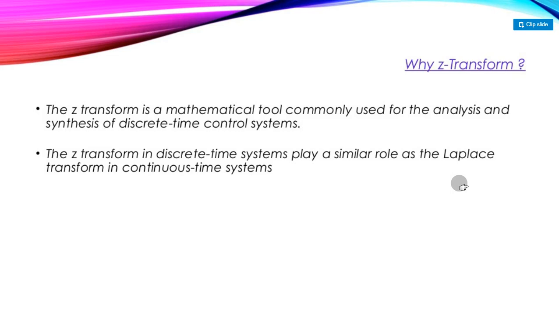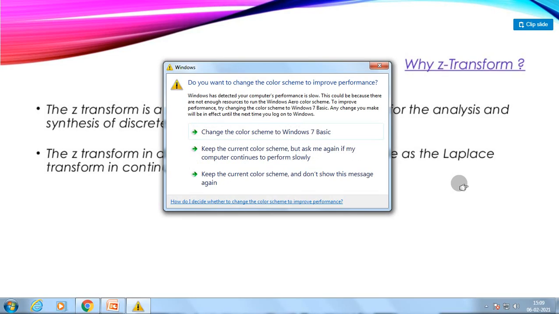First, what is Z transform? The Z transform is a mathematical tool commonly used for the analysis and synthesis of discrete time control systems. The Z transform in discrete time systems plays a similar role as the Laplace transform in continuous time systems. The difference between the Z transform and the Laplace transform is that the Z transform basically works for discrete time systems, and the Laplace transform works for continuous time systems.